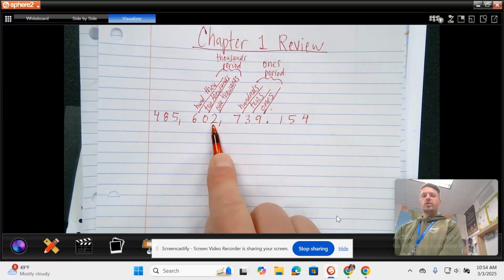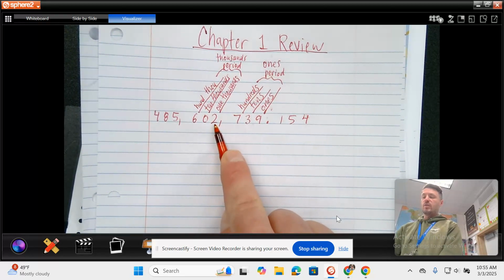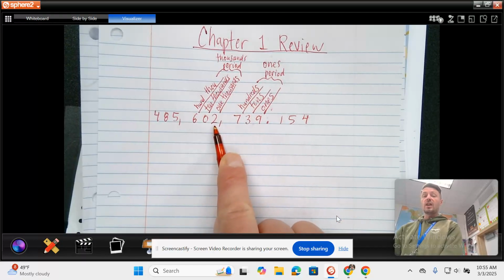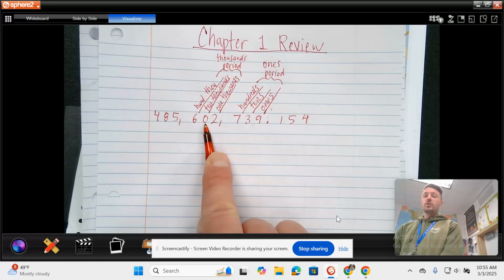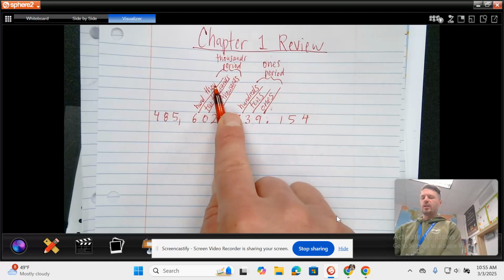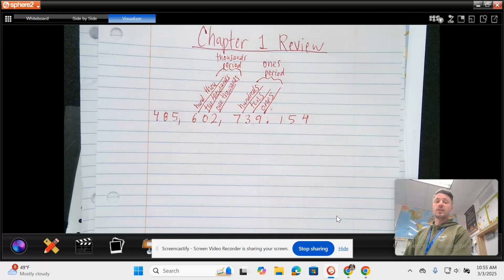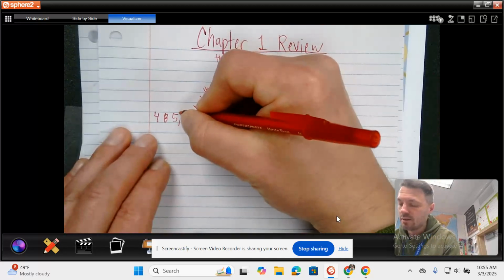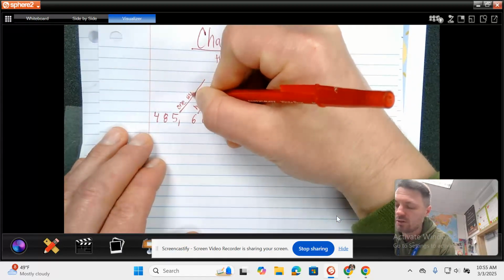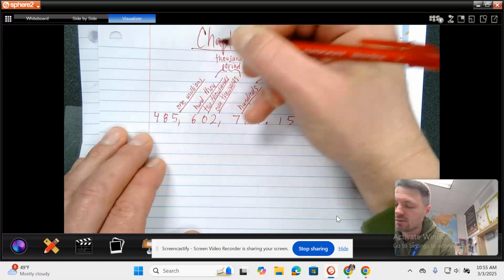So that 2, the digit is a 2, its place value position is the 1,000s place, its value is 2,000. The value of the 0 is just 0. The value of the 6, the digit is a 6, its place value position is the 100,000s place, so its value is 600,000.